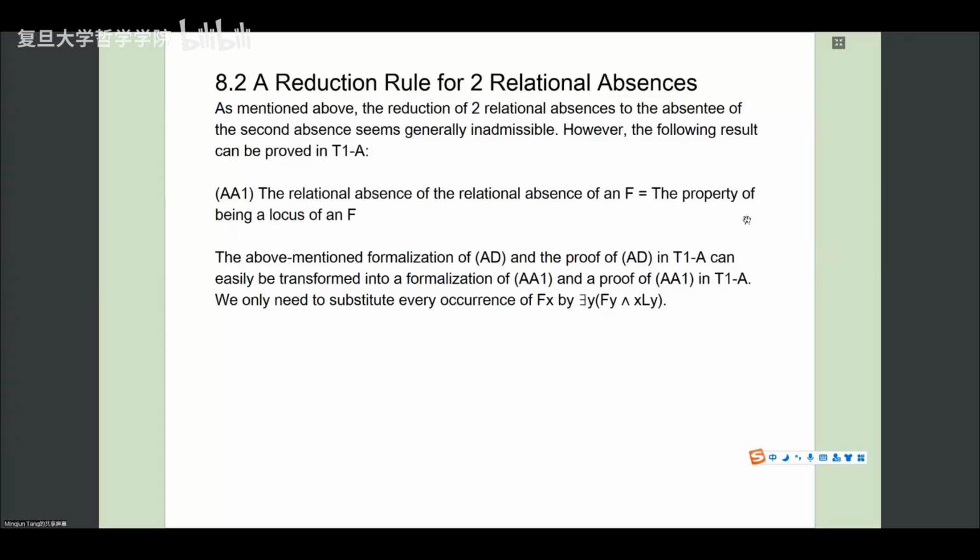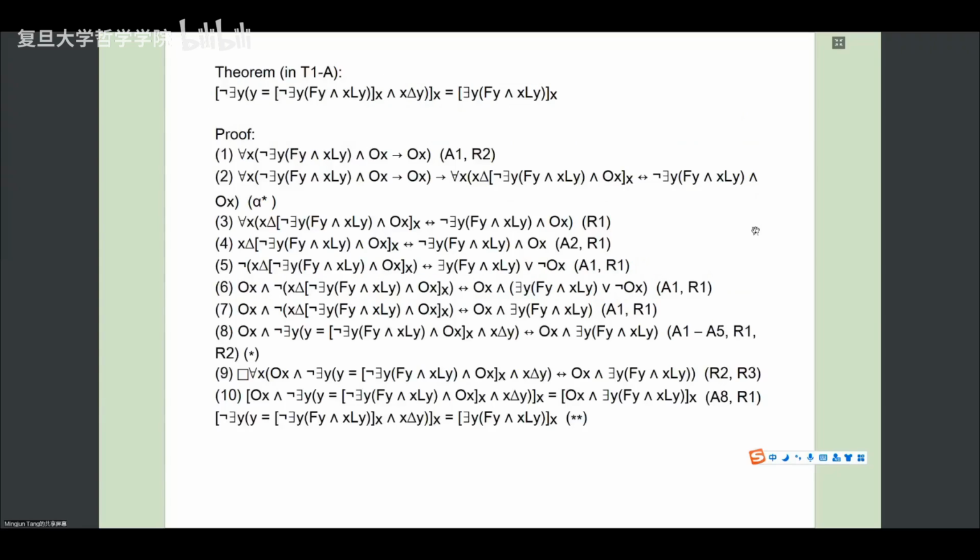One should discard it, but one can prove something else, namely this here. This is AA1. The relational absence of an F is the property of being a locus of an F. And this can be formally proved. And I do this here on the next slide. This is the proof. This is something one can show. So 2 absences can also be reduced, but to something else. The relational absence of an F is the property of being a locus of an F. Okay, this is proved here. Then we can take the next slide.